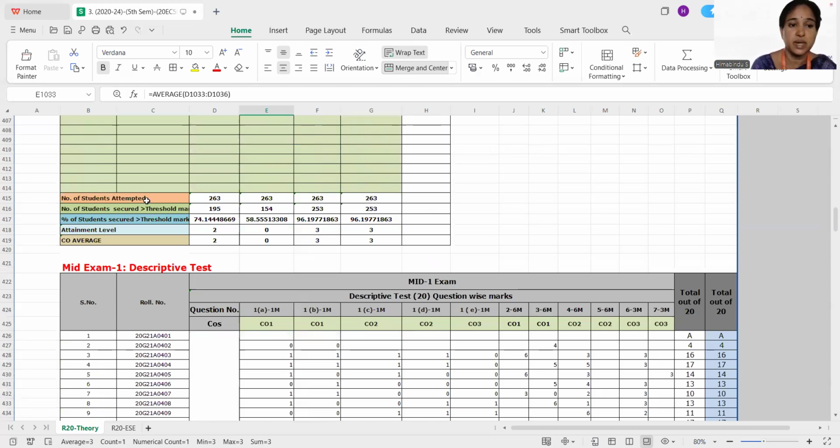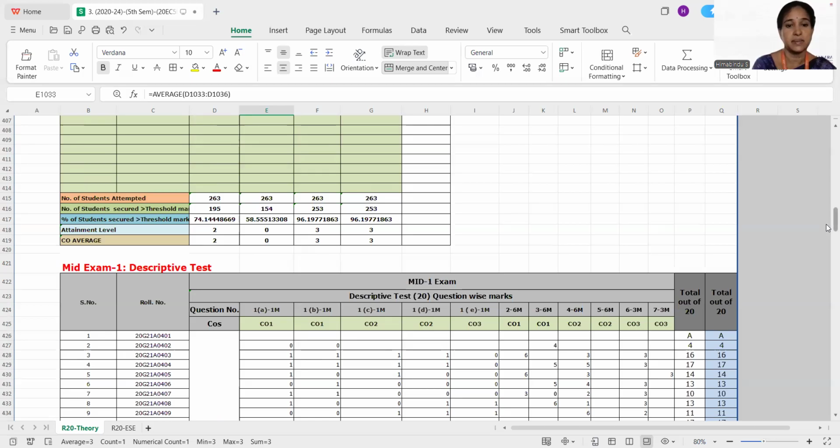Here, the number of students who attempted assignments and tech talks is 263. The number of students scoring above the threshold value is 253. That is 60% of the maximum mark. The percentage of students scoring above the threshold is 96.19% here, which is greater than 80%. The attainment level is 3.